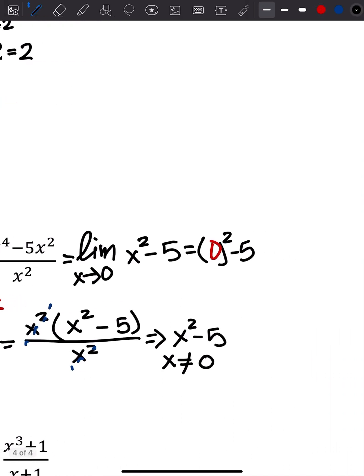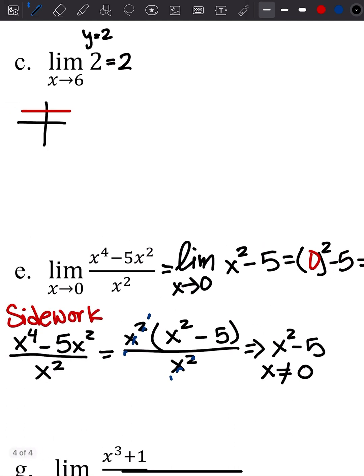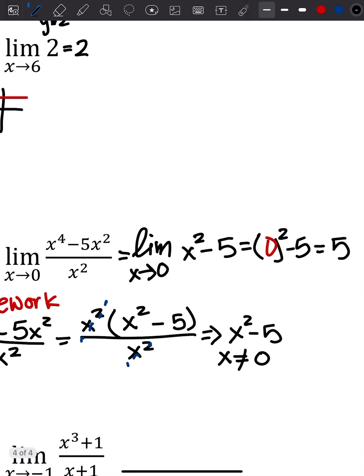And we can say that is equal to 5. So our limit overall is equal to 5. And if we were to look at that graph, we would see that there is probably a hole and our lines are going towards the same value, 5.